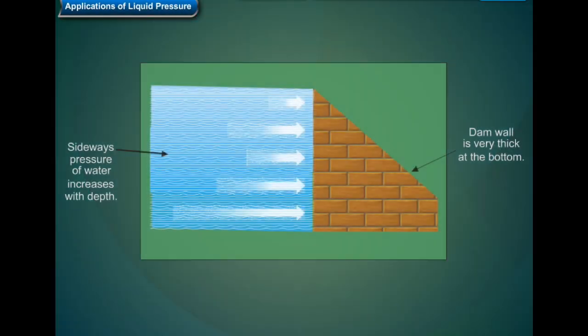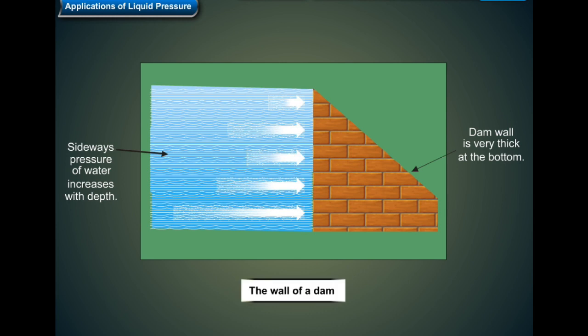Applications of liquid pressure. The wall of a dam is made thicker at the bottom. Since water pressure increases with depth, the wall of a dam is made thicker at the bottom. A thicker wall can withstand a greater pressure exerted by the water at greater depth.